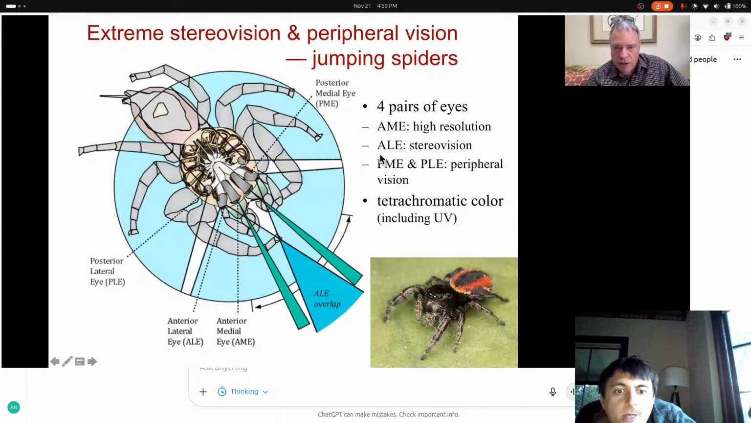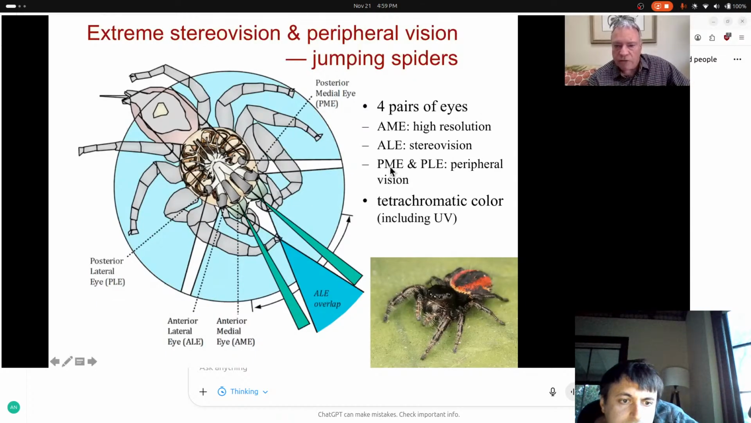So the first part, the anterior medial eyes, so anterior in the front of the body, medial in the middle, have high precision vision. So this is their high acuity vision, seeing very good detail, looking straight ahead of them. Then their anterior lateral eyes, so again more to the side of the front of their head, have these wide overlapping fields of view to give them stereo vision. Because again, they're jumping on prey, they need to know exactly where that prey is.